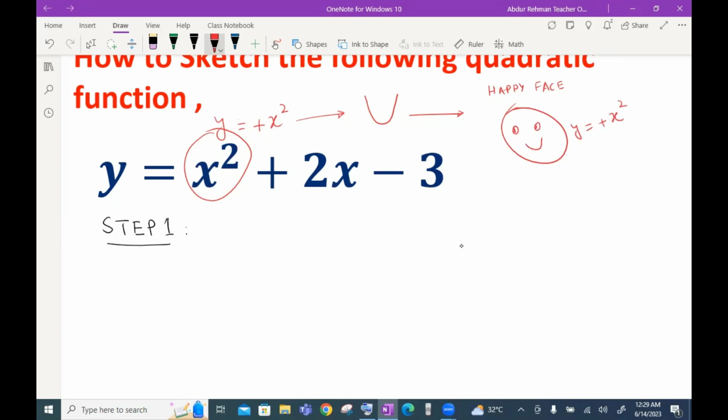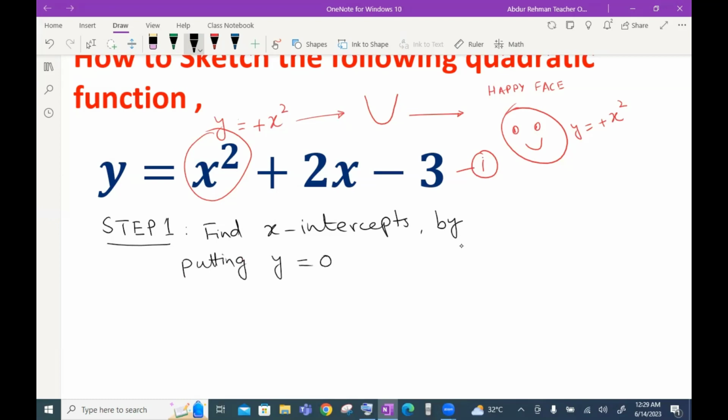So the first step is we have to find the x-intercepts by putting y equal to 0 in equation number one. So, 0 equals x squared plus 2x minus 3.